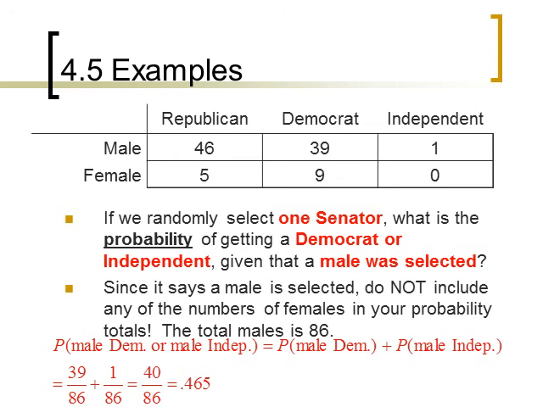Now let's go back to the sentence that says we're trying to find the probability of getting a Democrat or independent. Now when we do this, you have to also only look at the numbers of males for Democrats and the numbers of males for independents. So you have to completely cross out the female row for this entire problem. So or, what does or mean to do? Well, that means to add the separate probabilities. So I'm finding the probability of getting a male Democrat plus the probability of a male independent. So that would be 39 male Democrats out of 86 total males plus 1 male independent out of 86 total males. And if you add straight across, you have 40 out of 86. And then when you divide 40 by 86, we get 0.465.